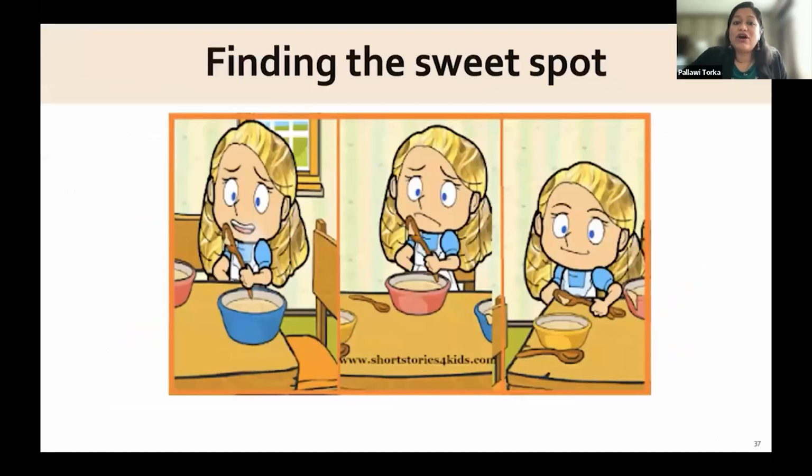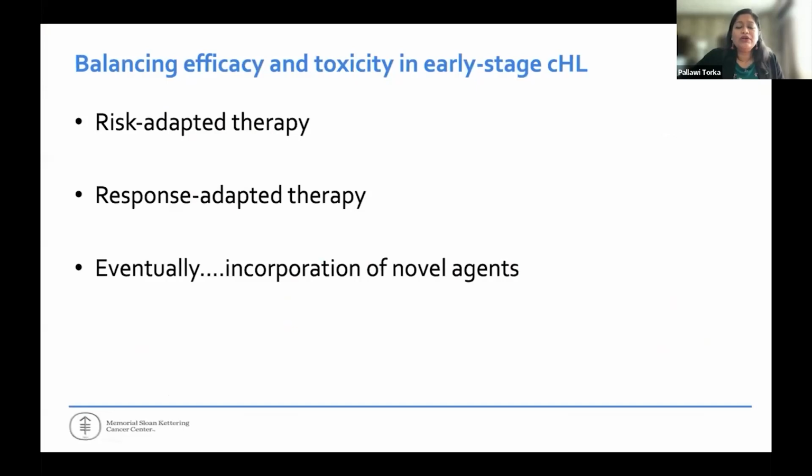So we have to be very cognizant of finding the sweet spot in treating early stage Hodgkin lymphoma. So most of the studies are focused on that. So how can we do that? Well, first is risk adapted therapy, which is the early stage favorable versus unfavorable. Then the response adapted therapy, which is basically look at the PET2 and see whether you can cut down on treatment or do you have to escalate treatment. And then obviously, eventually, everybody's looking at novel agents to see how we can move the field forward.